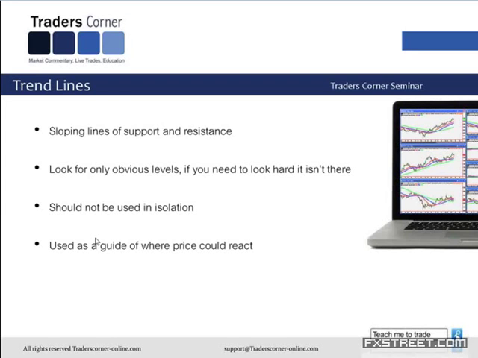You need to connect the wicks. Do not cut through the candles for the most part. Now there are going to be instances on your chart when cutting through a candle is going to help you contain the rest of the price action. And in those sort of circumstances, it's okay. But for the most part, you want to try and connect the wicks. Now they can be upwards or downward sloping on high volume. Well, you don't really see volume in the Forex markets, so it's a little bit more difficult.